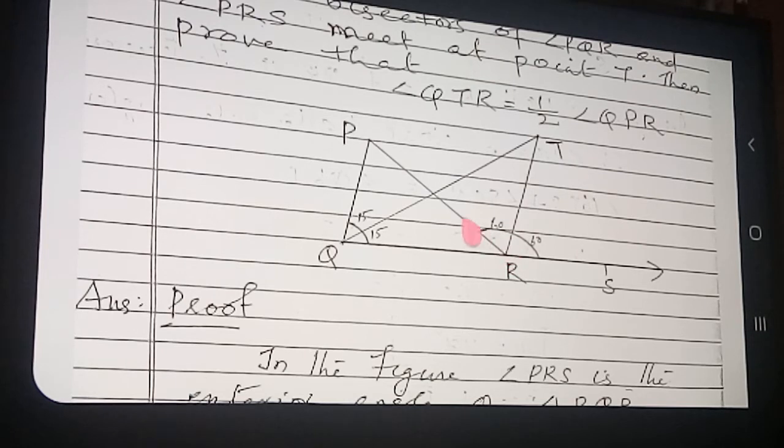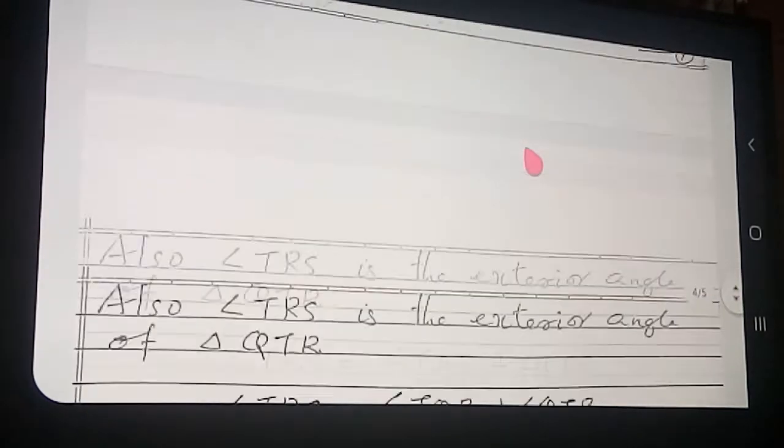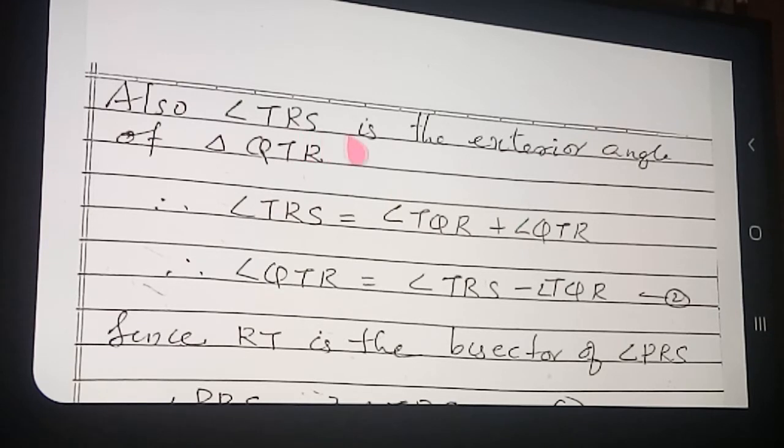So this angle we will not take. Then which angles will you take? Angle Q and angle T. So how to name angle Q? You can name it as angle TQR. How to name this angle? Angle QTR. That is what the teacher has written down, sir. See here, angle TRS is the exterior angle of which angle? Angle QTR.